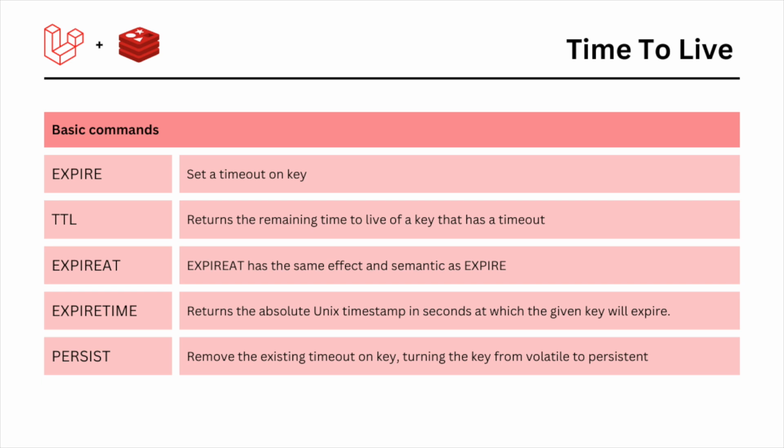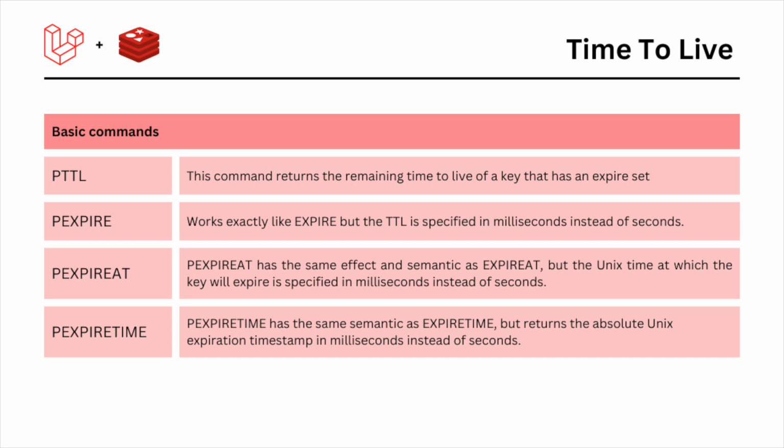Next, expireat is the same as expire. Expiretime will return a Unix timestamp in seconds. And persist, if you don't want any key to expire, you can run this command, and that will remove the expiry on that particular key. Next is pttl. Here you can see all the commands have p as a prefix. P here means that it will return in milliseconds instead of seconds. So normal ttl will return time in seconds, but pttl will return in milliseconds. Other commands will also return in milliseconds.